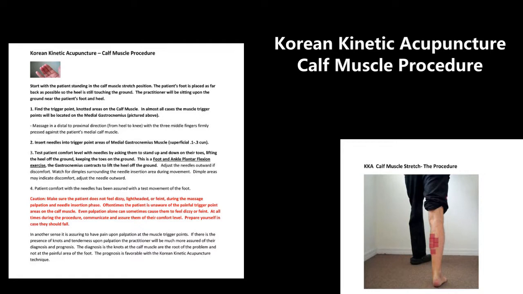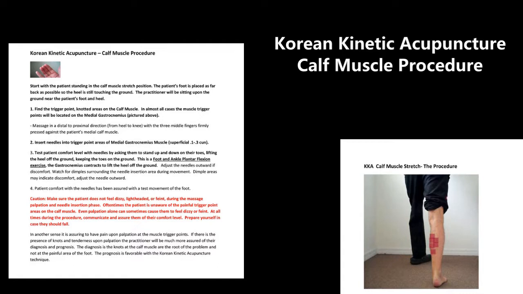Massage in a distal to proximal direction from heel to knee, from the back of the heel to the back of the knee, with the three middle fingers firmly pressed against the patient's medial calf muscle. Insert the needles into the trigger point areas of the medial gastrocnemius. Now, there can be middle gastrocnemius or lateral gastrocnemius that you may have to do. You can do superficial insertion, 0.1 to 0.3 chun.